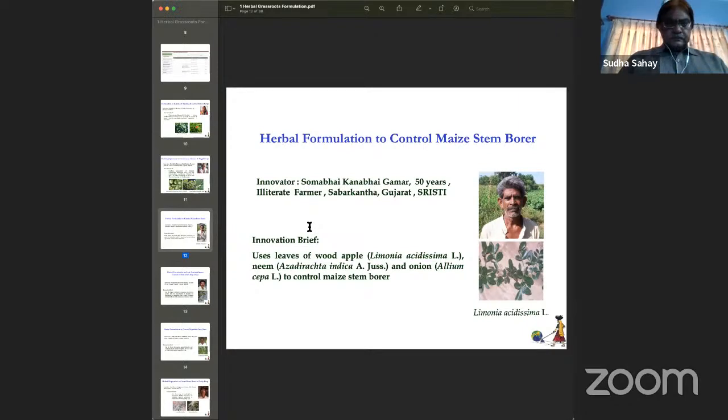This is another formulation for controlling stem borer. Borer is a very severe problem in different crops, particularly vegetables like brinjal and lady's finger. Here the innovator has used a plant named wood apple, Limonia acidissima, along with leaves of the neem plant, Azadirachta indica, and onion. After validation, we found positive results for these practices too.